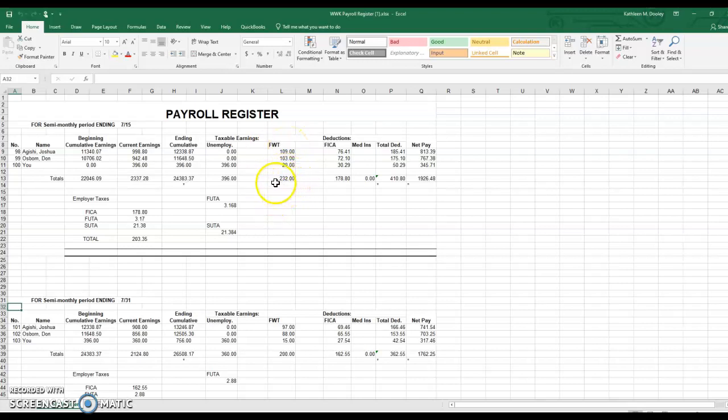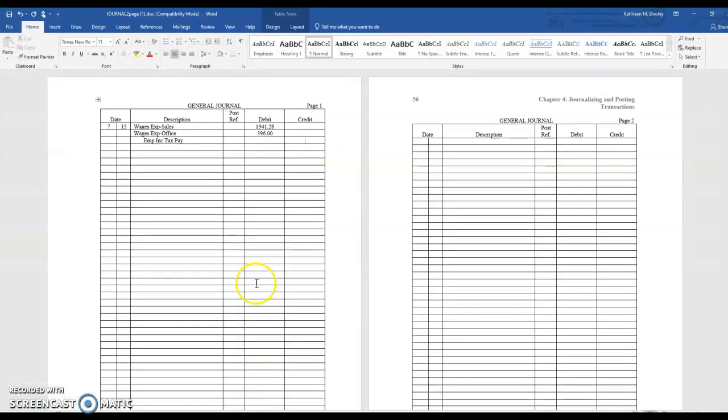Okay, and so this $232 is how much was withheld for employees' income tax. We've taken it out of the employees' checks, but it's not ours to keep. We're going to have to hand that over to the IRS on the 15th of next month.